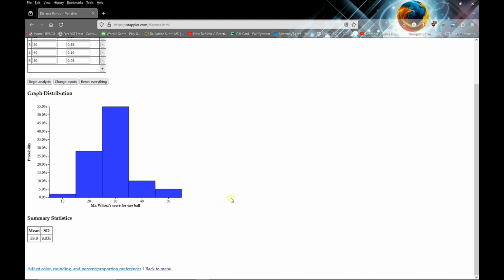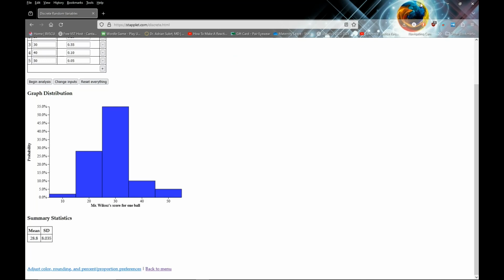So his, Mr. Gallus's, was skewed to the right. Hers is symmetric. Here's her mean, which, by the way, if we think back on Mr. Wilcox, it was 22.6. Hers is 28.8. All right, that's substantially higher. The standard deviation is 8.035. Again, we'll look a little closer at those things.